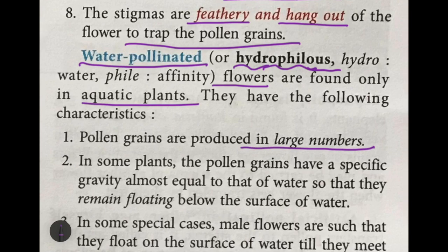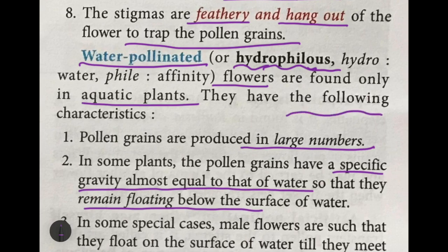In some plants, the pollen grains have a specific gravity almost equal to that of water, so that they remain floating just below the surface of water. Now, supposing this is the surface of water, and if the specific gravity is equal to that of water, what will happen? The pollen grain will not sink. It will remain just below the surface of the water and it will float with water.